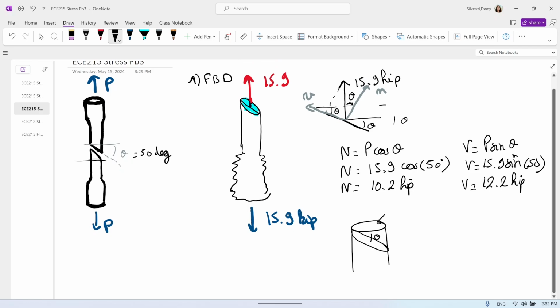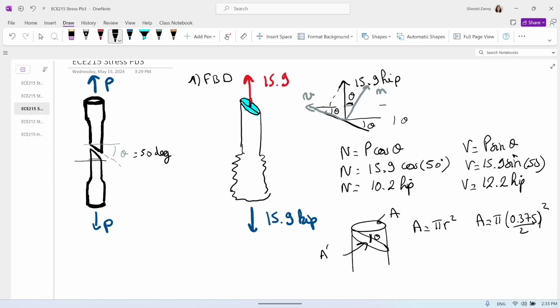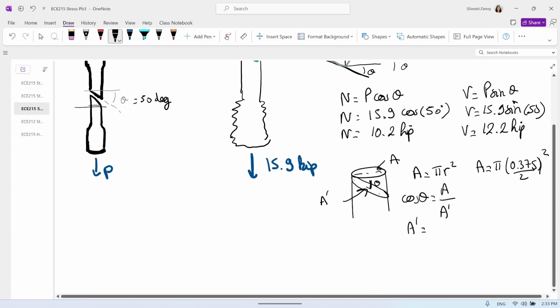So this is the area A, and A will be pi r squared. In this case, that was pi times 0.375 divided by 2, squared. So this is your area. But this one, let's call that A prime. We can see that this is a cosine. So we have cosine of the angle equal to the adjacent, that is A, divided by the hypotenuse, that is A prime. So A prime equals A divided by cosine theta.